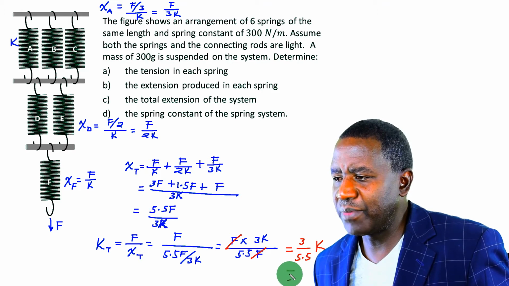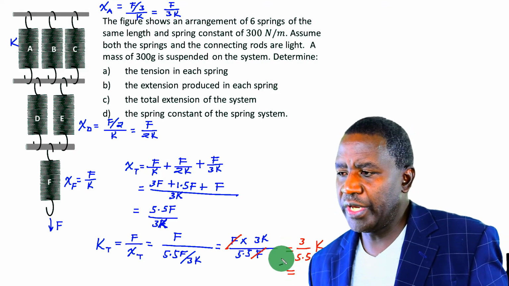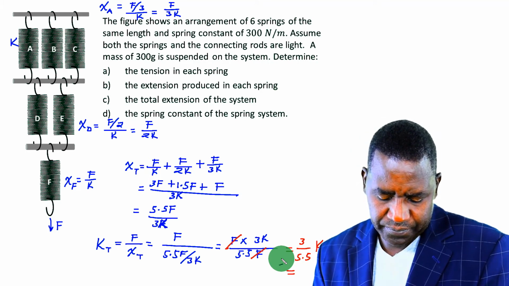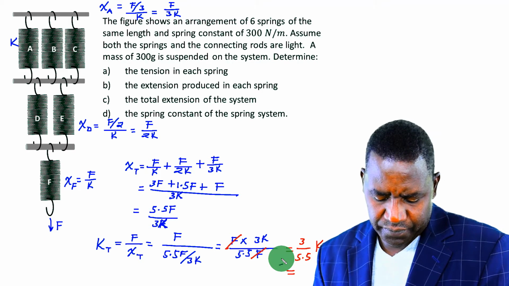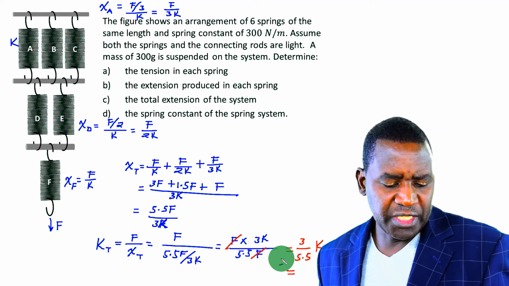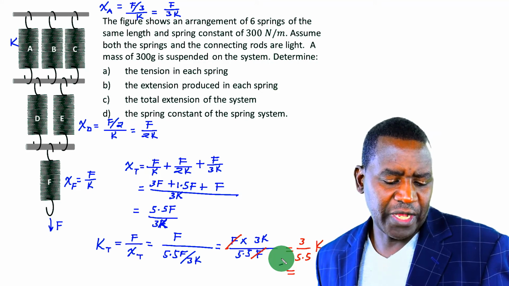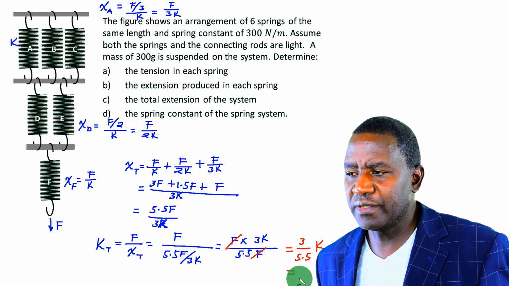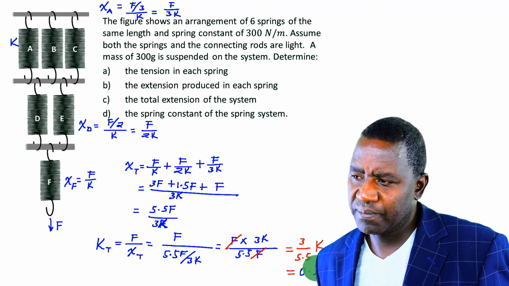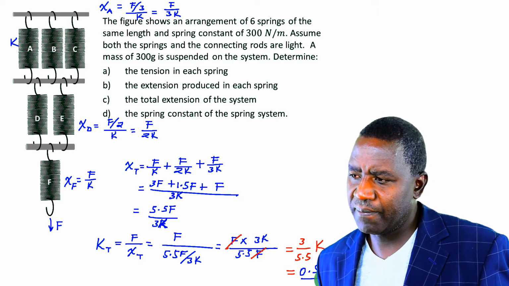And what does that give me? Let me change the color. 3 over 5.5. 3 divided by 5.5 gives me 0.45545454 repeating. So I can say it is 0.54 K.